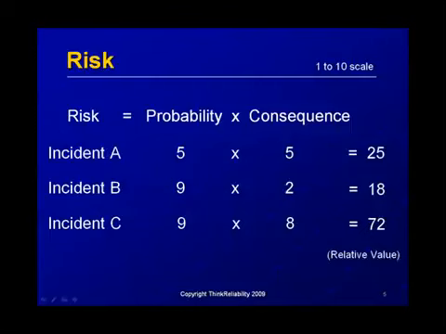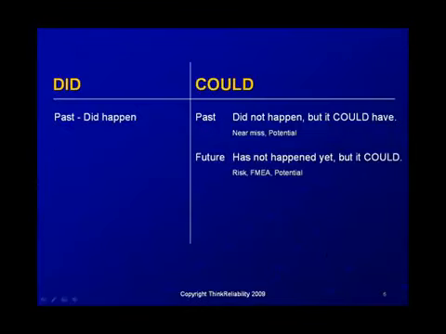There's nothing special about the number 72 or 25. It's that it's a relative value that just says incident C has a higher risk than incident A or B, and maybe incident A is slightly higher. Again, the scale is subjective, but it's at least an indicator relative from one incident to the next.